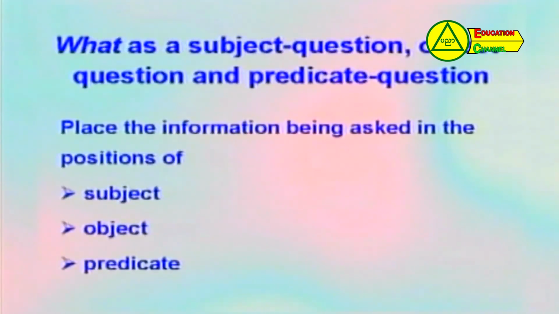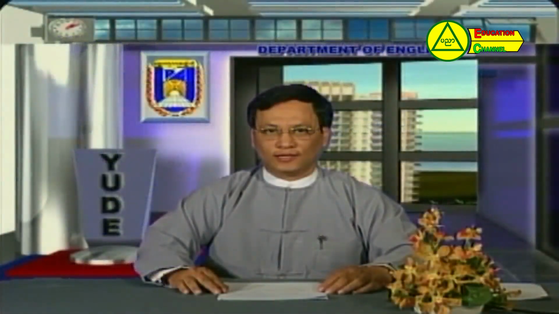Now, I'll discuss the first category, what as a subject question, as an object question, and as a predicate question. To answer the questions beginning with what, you can place the information being asked in the positions of a subject, an object, or a predicate in your answer. Let's start with subject questions. I'll give you the example of what as a subject question.